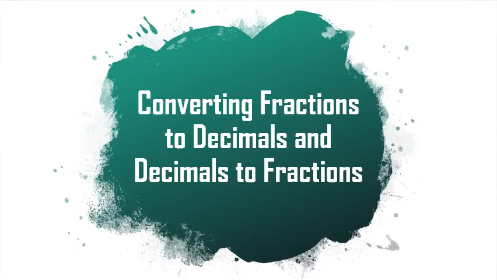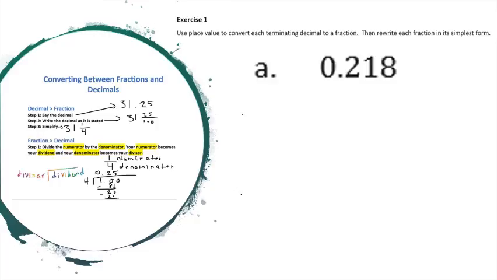So like I said previously, we'll be working on two different lessons today. Now we're going to move into converting fractions to decimals and decimals to fractions. If you look to the left, you'll see my steps on converting between fractions and decimals. If you have a decimal, you're going to turn it to a fraction. If you have a fraction, you're going to turn it to a decimal. Here in A, I see a decimal, so I know that I'm going to use the first one, turning decimals to fractions.